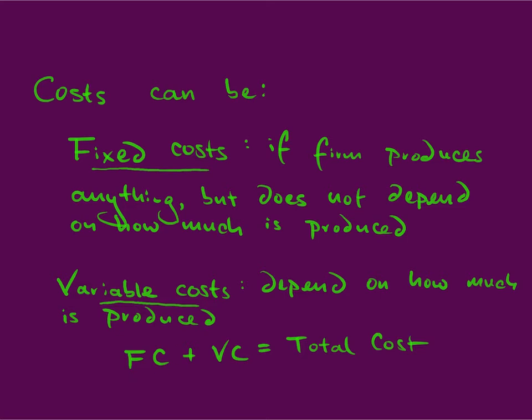Finally, I'll put down here that fixed costs and variable costs together, those are all the costs. So this means a couple of things. One is simply that all costs can be classified as either a fixed cost or a variable cost. The other thing is to remember mathematically that when we use the terms fixed cost and variable cost, those do always add up to total cost.